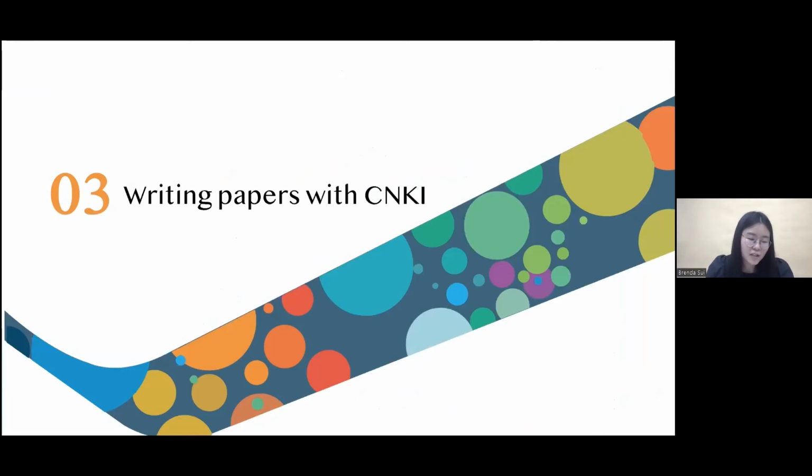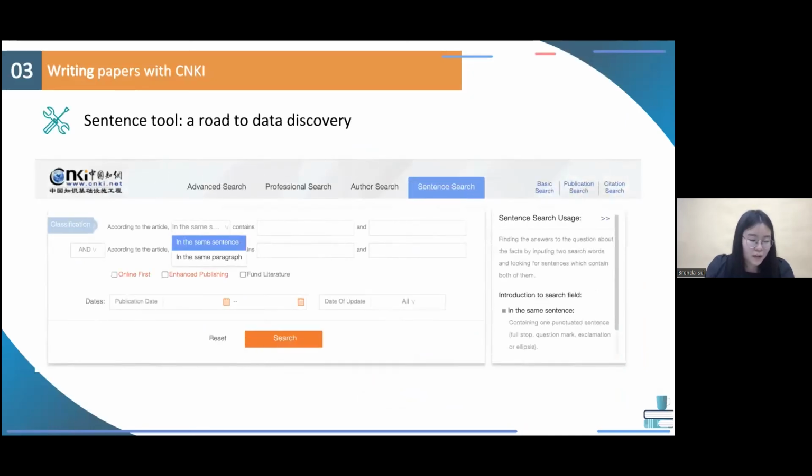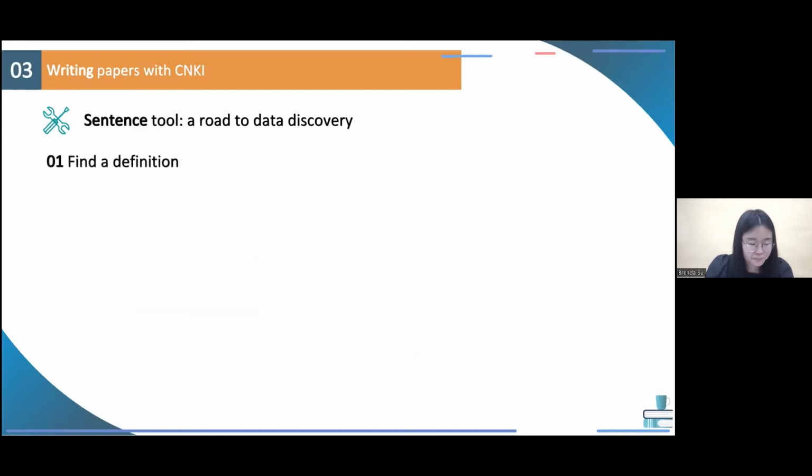Okay, in the following session, I would like to share with you some useful tools in the Cnki platform. To start with, we can use sentence search to find more original data and information. With this tool, we can find a specific definition, for instance. Previously, we used 两支砍线 as the searching case, but what is that, and how is it defined?